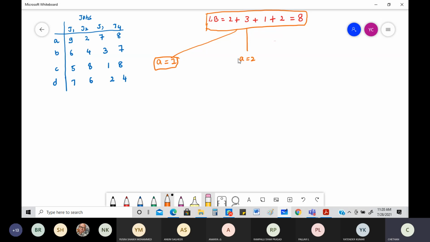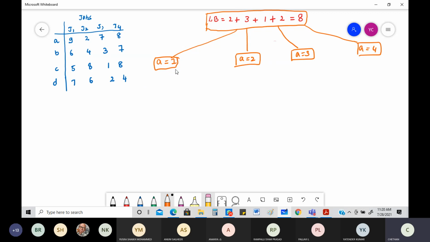Assuming A is doing the second job, or the third job, or even the fourth job. We don't know which one. We need to assign whichever is smallest. For that, we need to figure out what is the smallest.